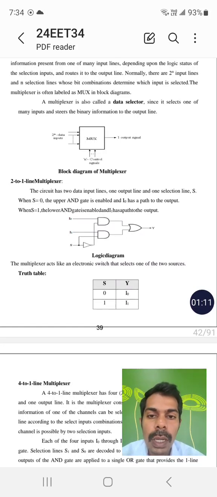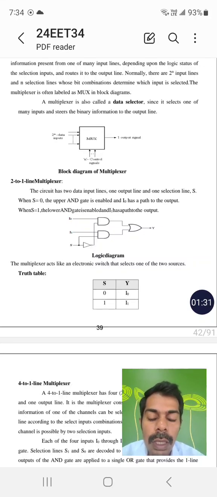We will see the 2 to 1 line multiplexer. Here there is only 1 selection line, 1 output and 2 inputs. The 2 inputs are I0, I1, the selection line is S and the output is Y. This is a simple logic diagram for this 2 to 1 line multiplexer.